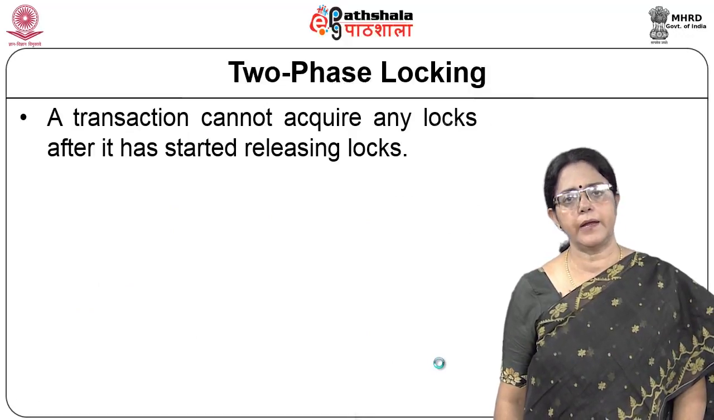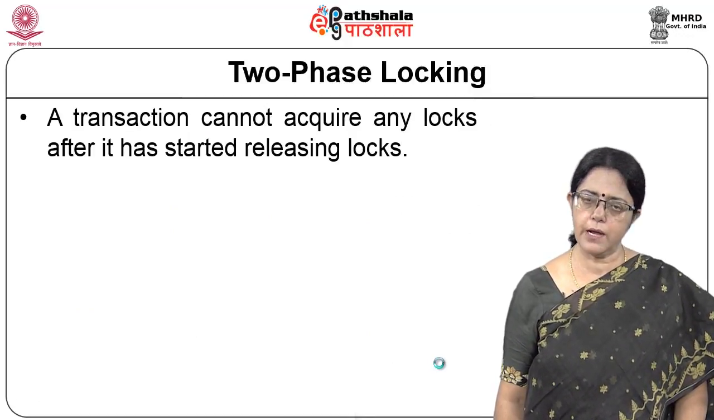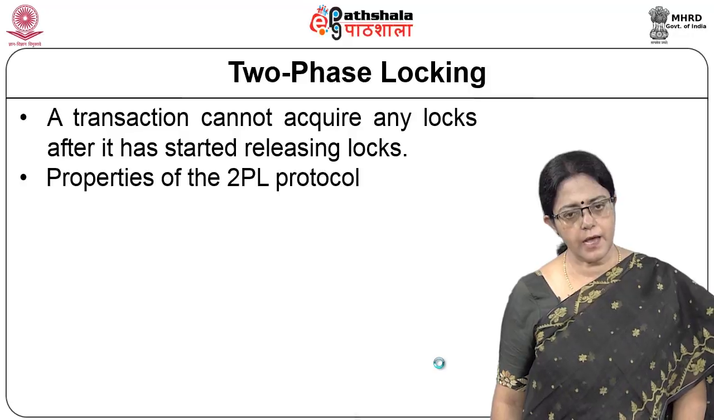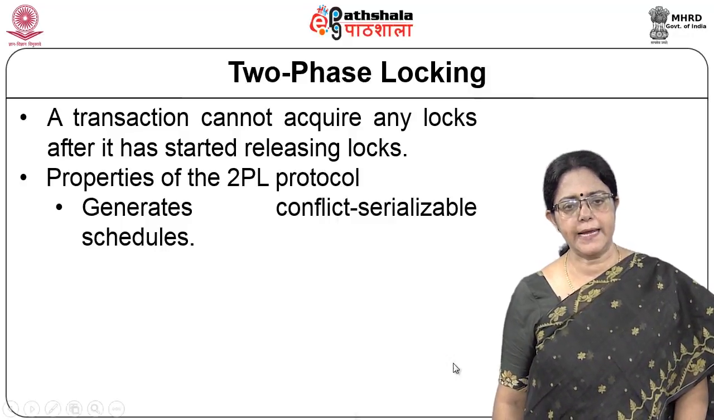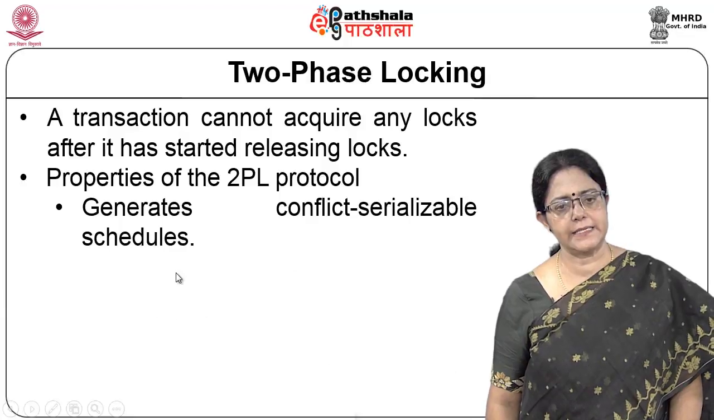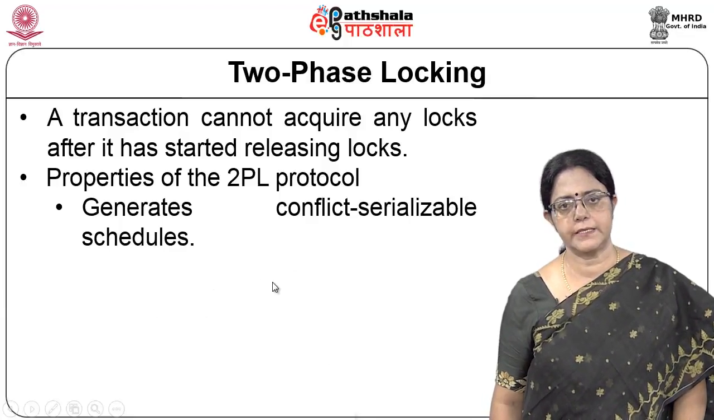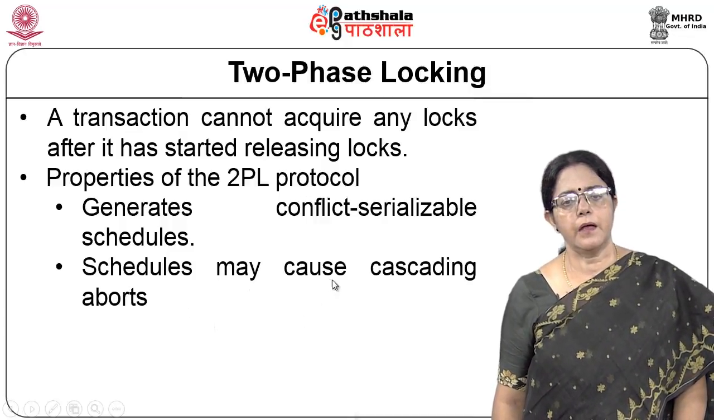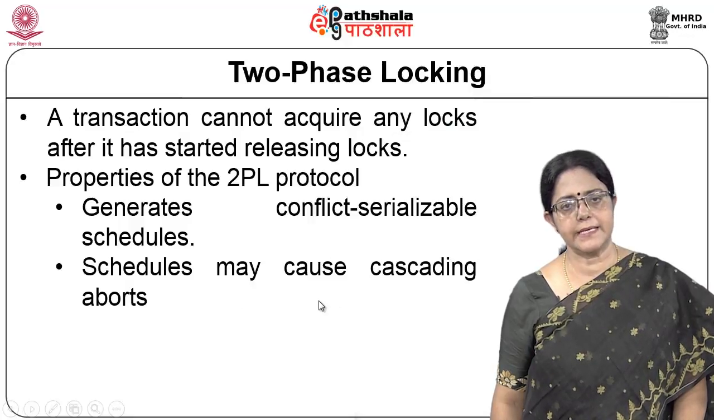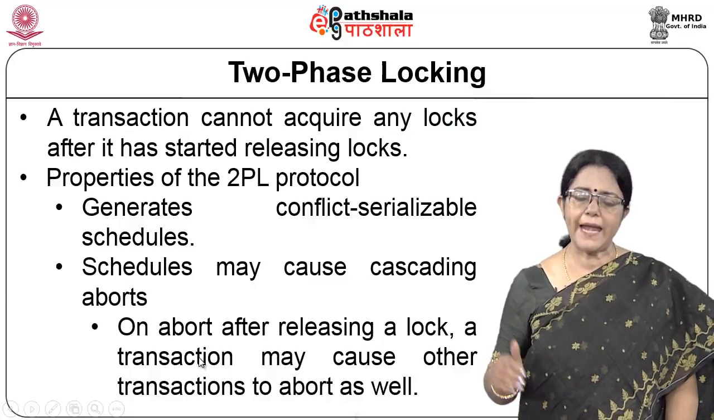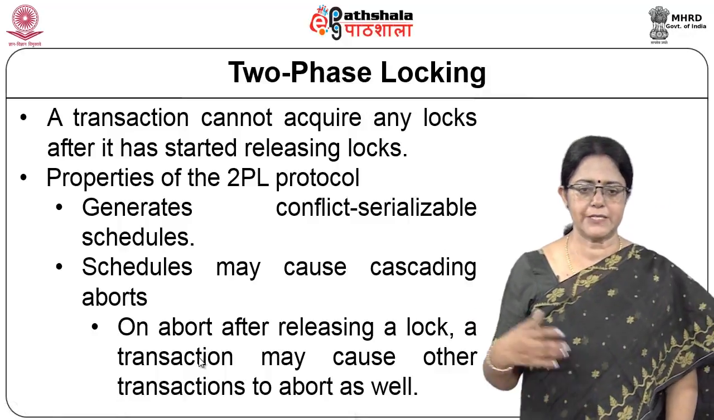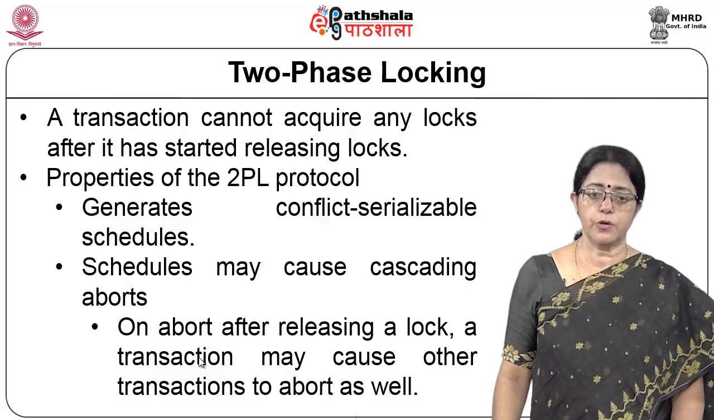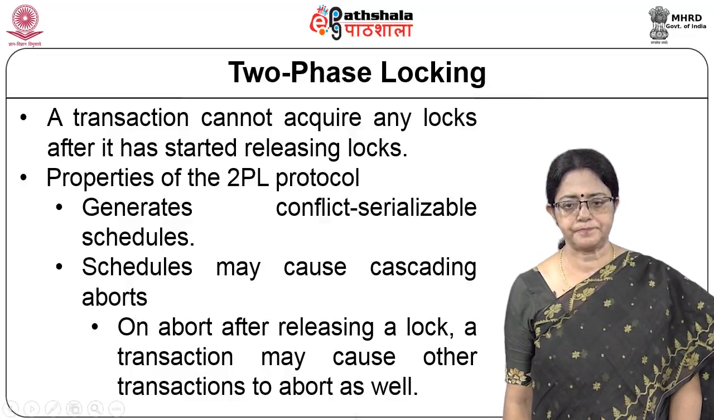A transaction cannot acquire a lock once it has started releasing. So, all acquiring will happen in one phase and all releasing will happen in the other phase. The properties of 2PL are that it guarantees a conflict serializable schedule. There is no conflict in a schedule created by a two-phase locking mechanism. However, it may cause a cascading abort. If we abort one transaction after releasing a lock, it may cause many more transactions which are part of the two-phase locking protocol to abort.